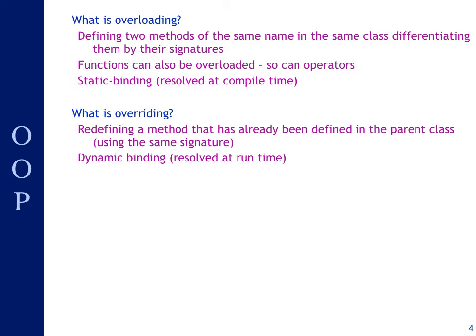So we're redefining a method that has already been defined on the parent class. We're going to use the same signature, same set of parameters, and two different implementations. That's the dynamic binding, which is resolved at runtime.